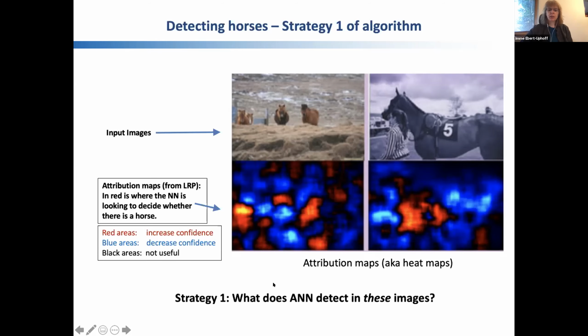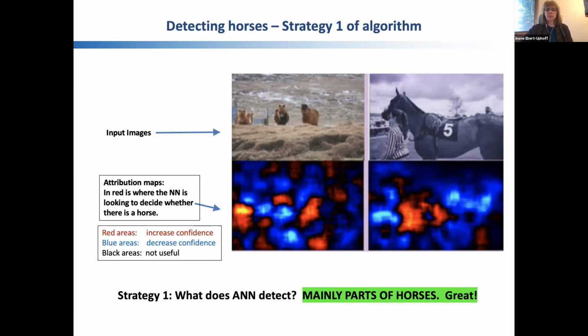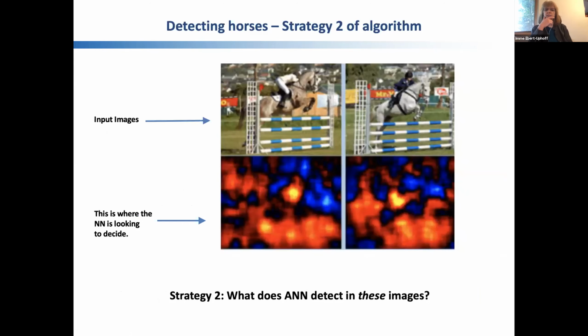Okay, so let's answer the question. What does the neural network detect in these images? It detects a horse, but where was it looking? Well, it was mainly looking at horse parts because the red areas actually line up with horse parts. It doesn't get it perfectly, you know, there are parts here that are marked blue, should have been red, but it mostly is looking at this. So that seems pretty reasonable. Let's look at this case.